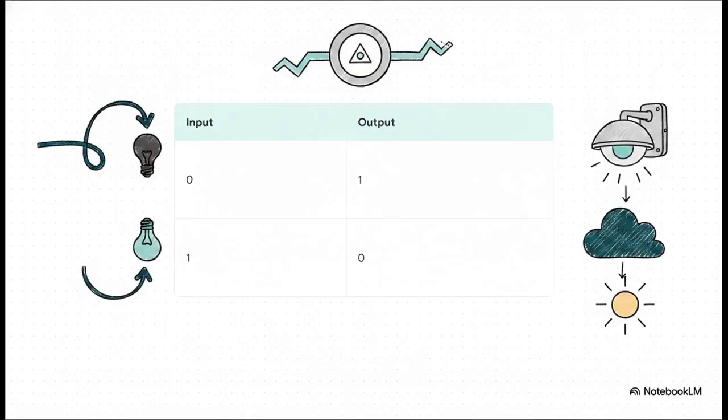Next up, we have the rebel of the bunch, the NOT gate. Unlike the others, the NOT gate literally only has one single input. Its entire job in life is just to reverse whatever signal it receives. So a 0 goes in, a 1 comes out. A 1 goes in, a 0 comes out. Because of this, you'll often hear it called an inverter. It creates some really clever behaviors. Like think of an automatic outdoor light that turns on only when its sensor detects that it is extremely dark out. It simply flips the reality it receives.